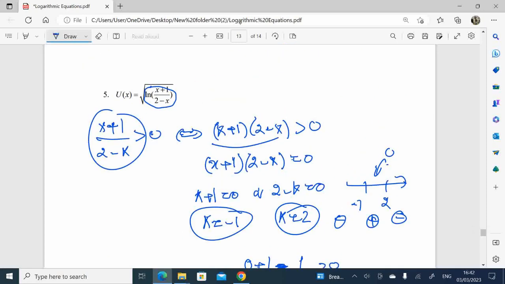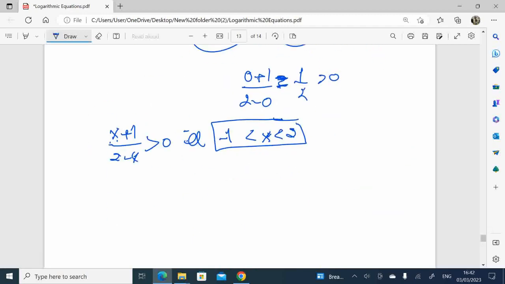Now what is the second condition? Because we have this logarithmic function under the radical, for the function to be defined I need what's inside the radical to be greater than or equal to 0. It means our second condition is that I need ln((x+1)/(2−x)) greater than or equal to 0, because it is under the radical. So how do we solve this?